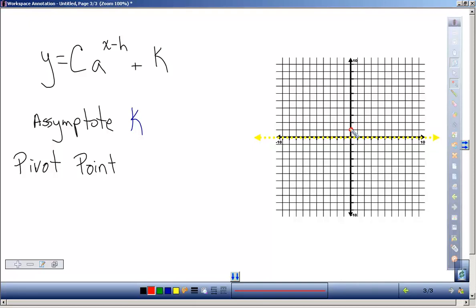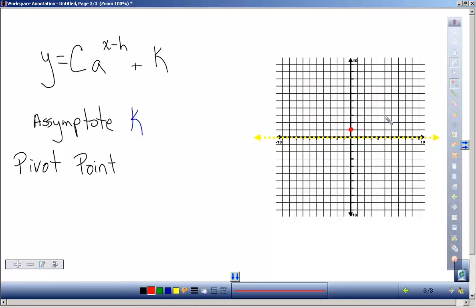And so your pivot point starts on the y-axis, and it starts one space above the asymptote. This is its default location. All right? And that pivot point is the point at which the graph kind of changes its direction. It is a critical point. Now, it can be shifted up and down. It's always based on the asymptote. Your pivot point is always based on your asymptote.